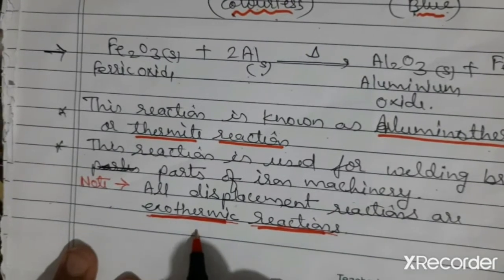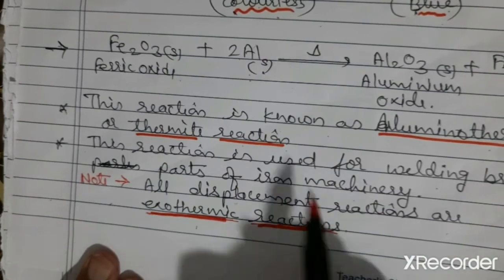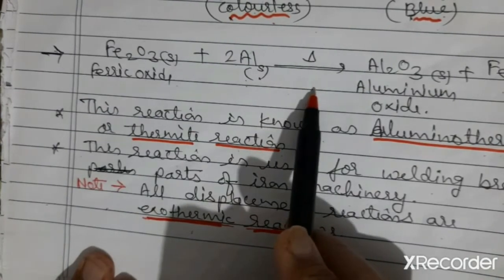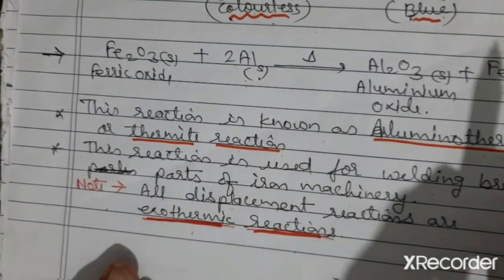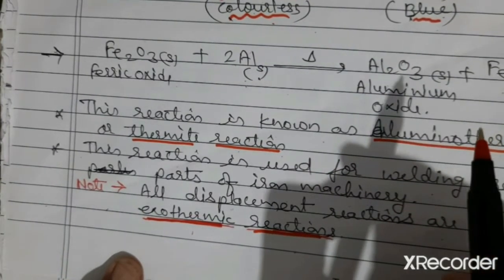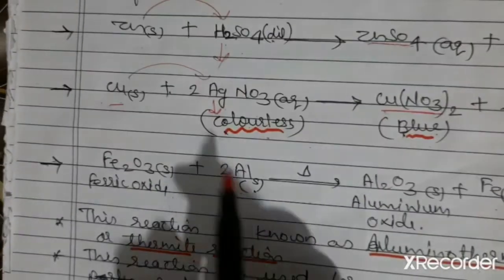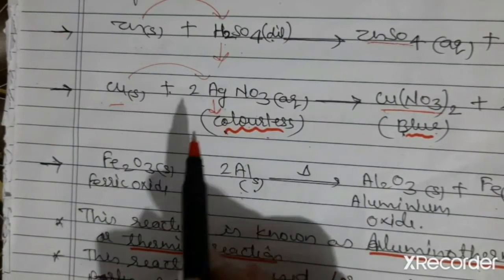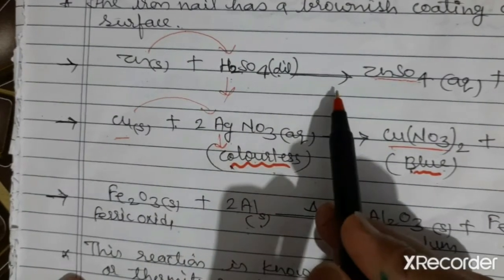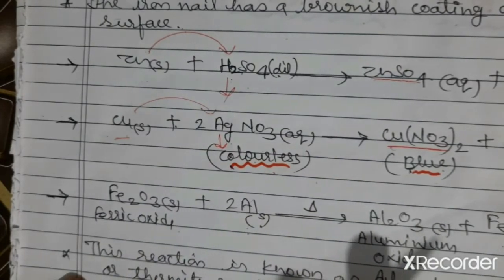Here one thing you have to note down, that all displacement reactions are exothermic reactions. In this thermite reaction, a high amount of heat is produced, and that heat is enough to melt the iron in the molten state. So you can understand a large amount of heat is produced. Rest all, this copper and silver nitrate when react, here also heat is produced. Zinc and sulfuric acid when react, the heat is produced. So this can be identified as the reaction mixture becomes a little bit warm.